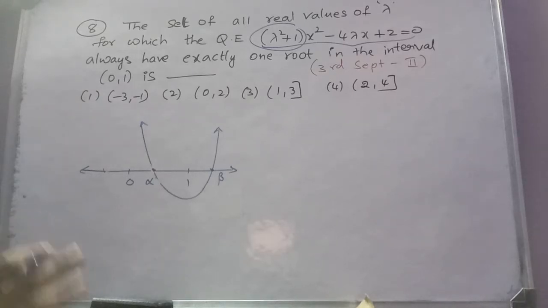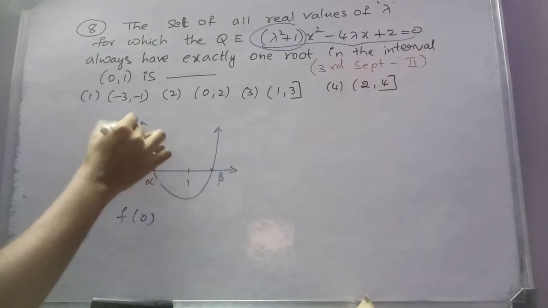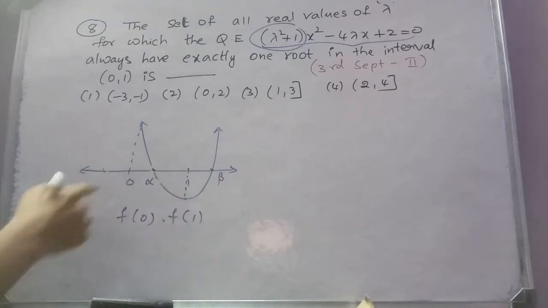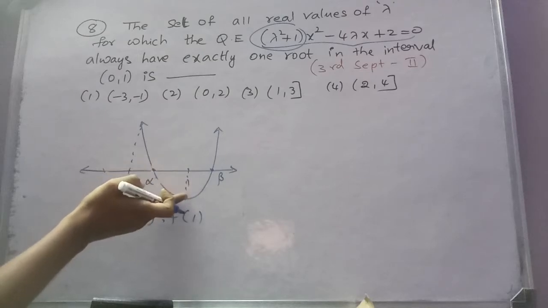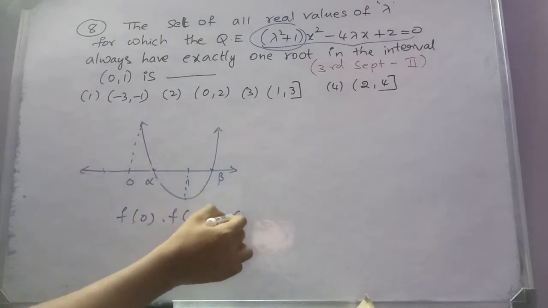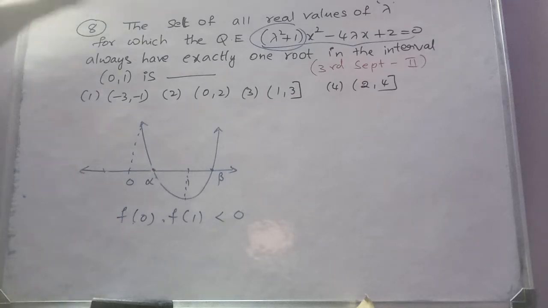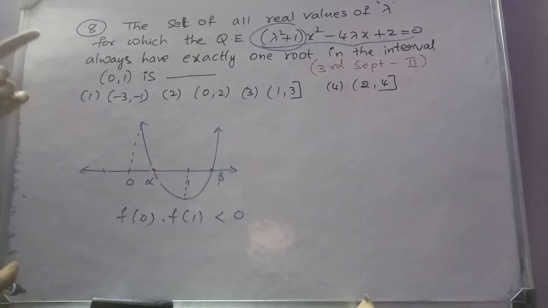The only condition that matters here is f of 0 into f of 1. See, f of 0 is above the x-axis, positive, and f of 1 is below the x-axis, negative. So positive into negative is always negative. That means less than 0. This is the only condition which is required to find out in which interval lambda lies. That's it, enough. If you want more details about this concept, you can go and check the concept of location of roots.